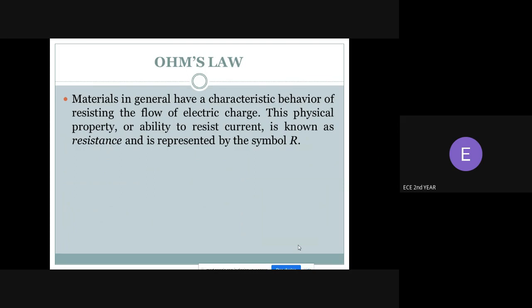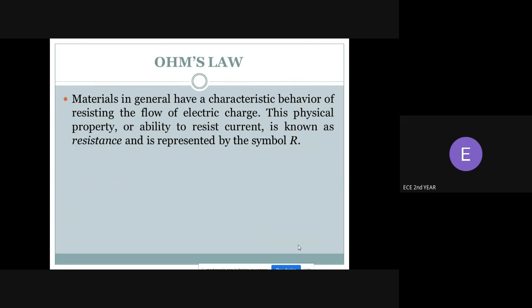So what is Ohm's law? Materials generally have a characteristic behavior of resisting the flow of electric charge. The physical property or ability to restrict the current is known as the resistance, and it is represented by the symbol R.